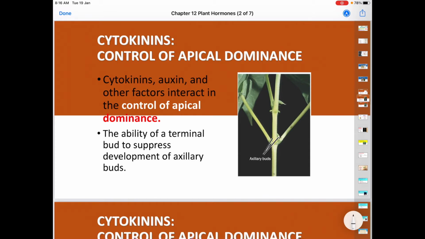Cytokinin, auxin and other factors interact in the control of apical dominance. Apical refers to the apex. Okay, apex means at the end, either at the shoots or at the roots. Apical dominance is the ability of a terminal bud to suppress development of axillary buds.